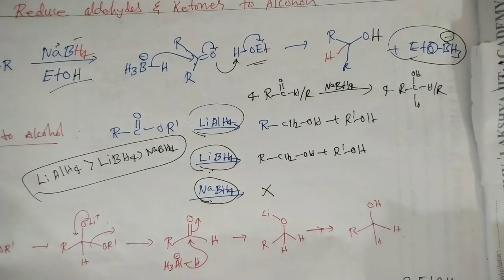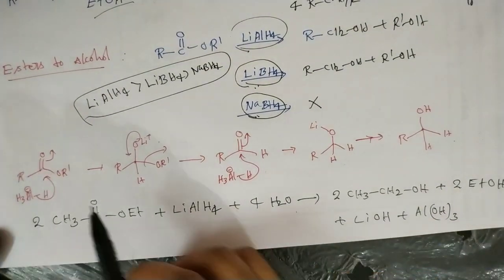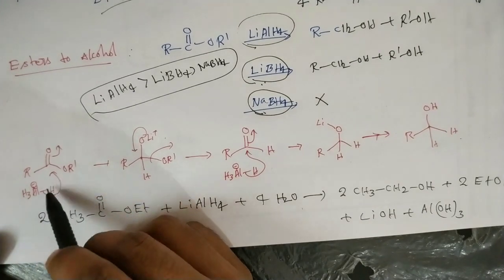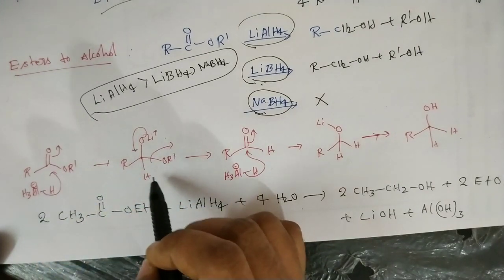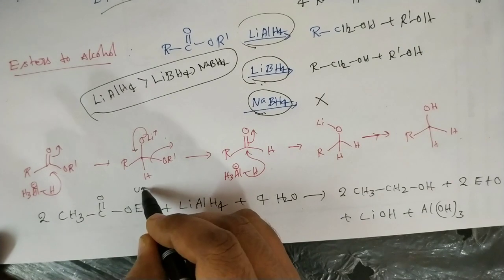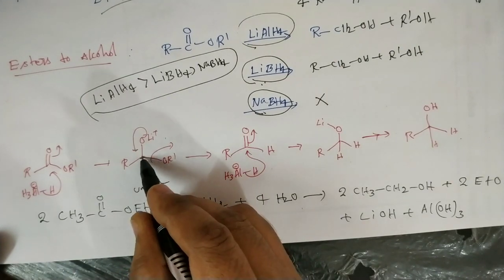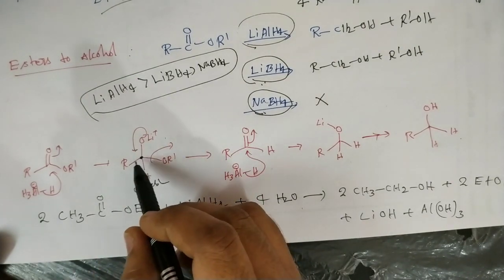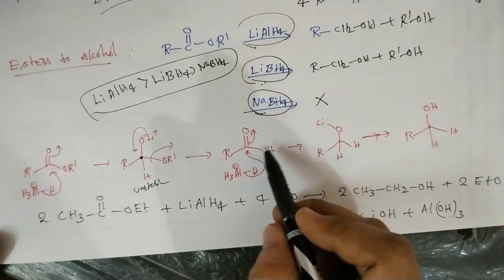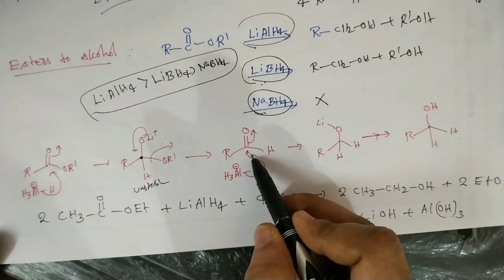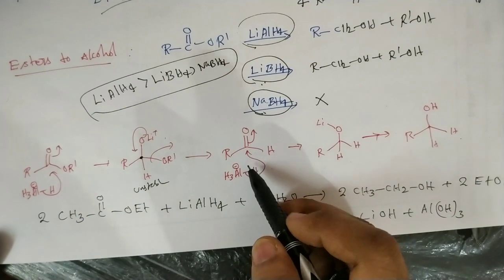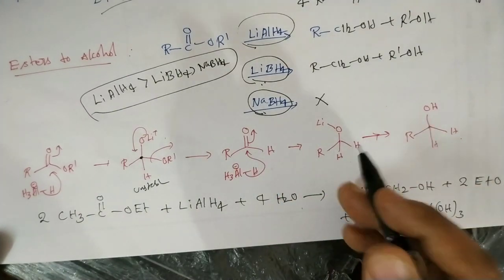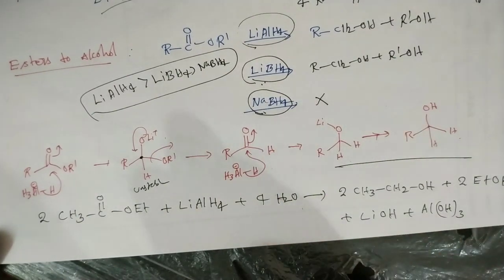So generally you know the mechanism of lithium aluminum hydride with ester. First of all, the ester is attacked by H minus, so we get this intermediate compound. This intermediate is unstable because this carbon is attached to two oxygens with single bonds. So loss of this one, and you get the aldehyde. Again this aldehyde is attacked by H minus from the lithium aluminum hydride, so we get the intermediate. This one on hydrolysis gives the alcohol.